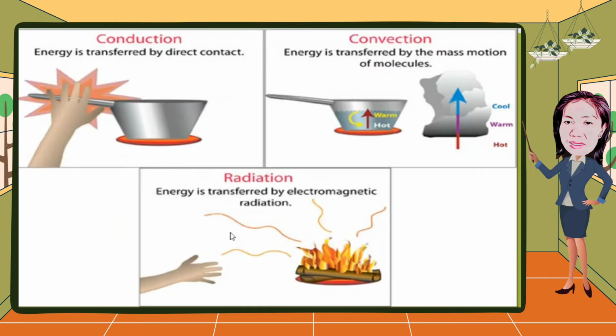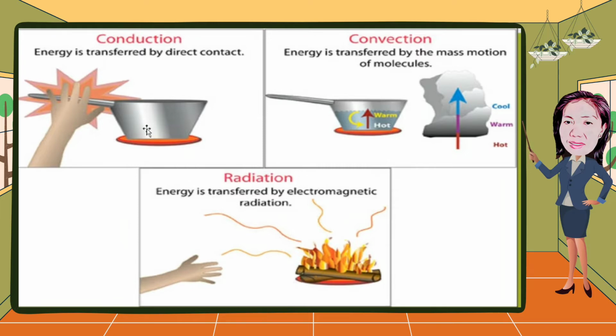So, recall lang natin. Conduction is a way of transferring heat by direct contact. Let us see, for example, this hot object. If you want to have a transfer of heat, hawakan mo directly. You have a direct contact. So the heat, the energy, will now transfer to your hand. That is conduction, with direct contact.